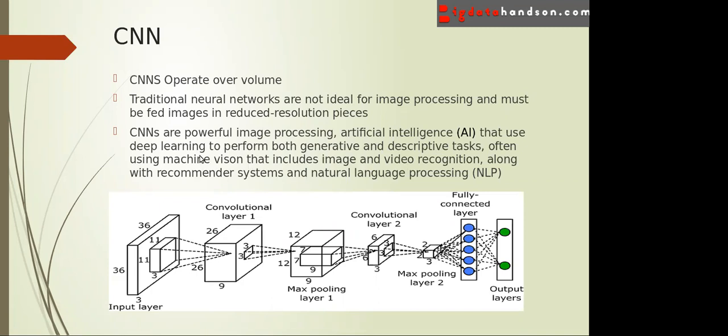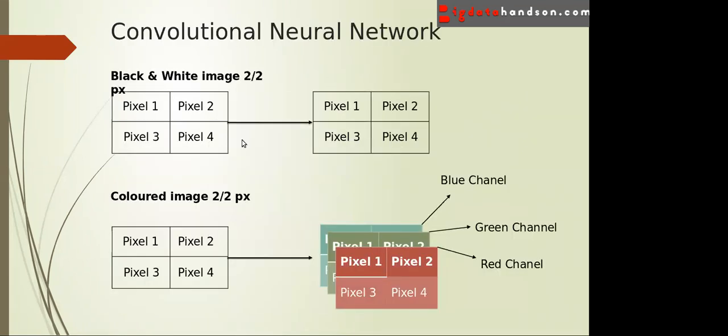Actually, the whole concept of convolutional neural network is to reduce the resolution of the image. That's it. Before that, we need to know about the image. If you have a black and white image, it will have only two colors, black and white. So the image will be like a 2 by 2 matrix: pixel 1, pixel 2, pixel 3, pixel 4, like that.